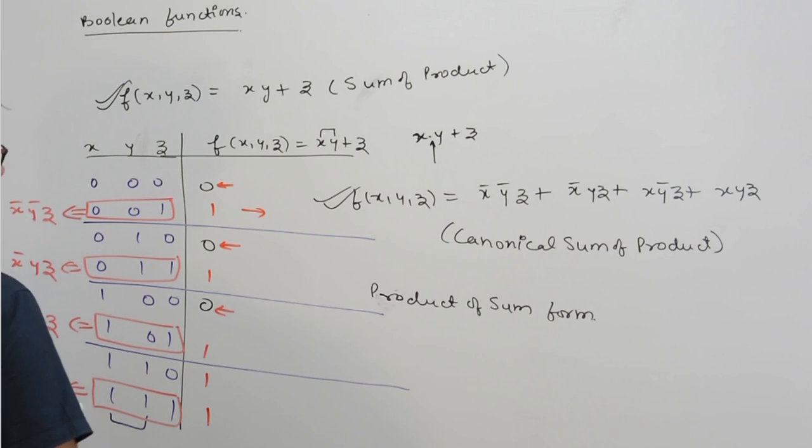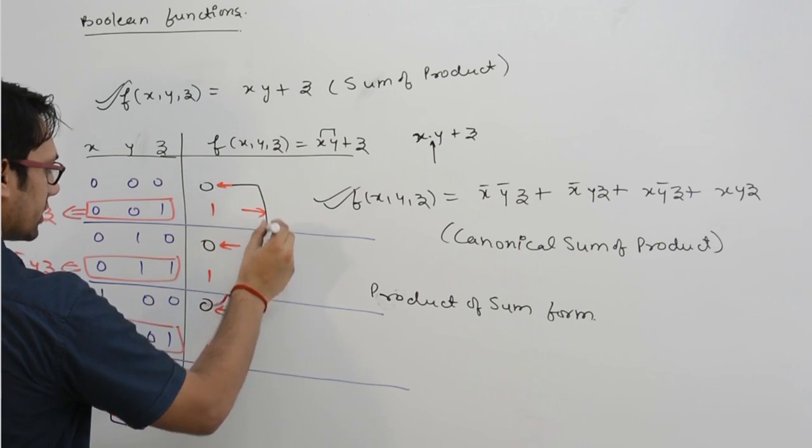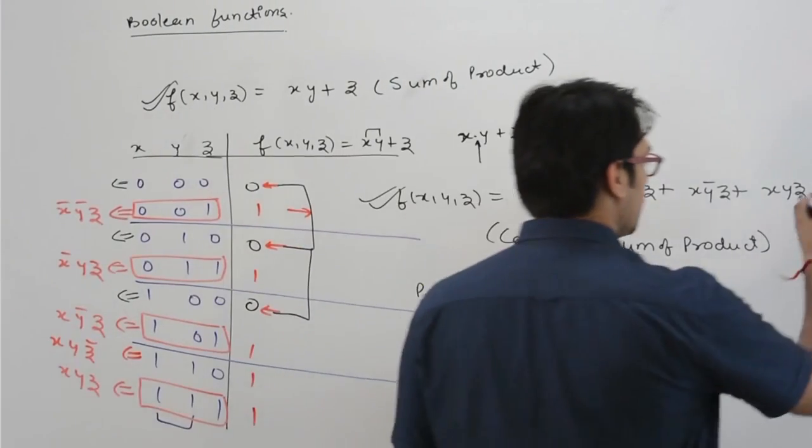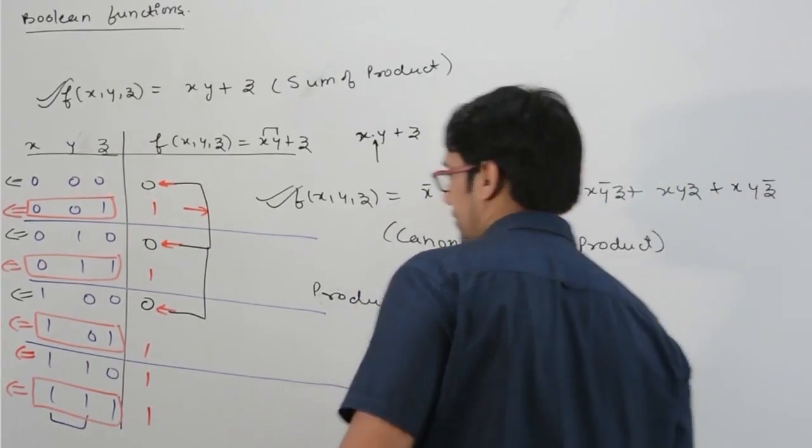In case of product of sum, we have to find out where the function is assuming a value 0. At this place the function is assuming a value 0, at this place, and at this place. Is there any other place where the function is assuming a value 0? Did I forget any combination? I forgot to write one combination here. It is x, y, z complement. So we can add one more combination here: plus x, y, z complement.